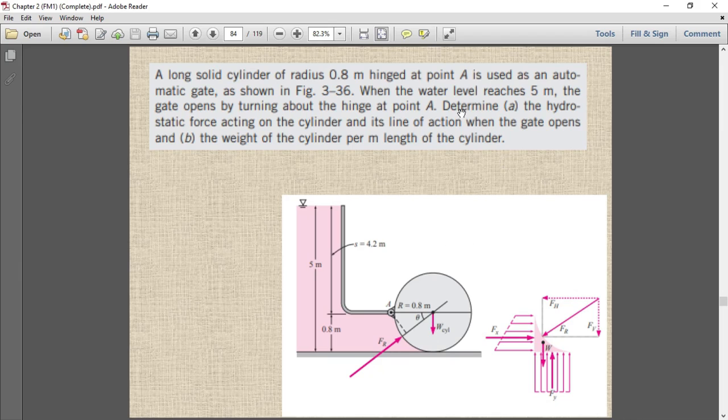So determine the hydrostatic force acting on the cylinder. Because this is a curved surface, we have to find out the hydrostatic force acting on the cylinder and its line of action when the gate opens. We have to find out the line of action of the resultant force. Second, the weight of the cylinder per meter length of the cylinder. We don't know the length, but per meter length we can find out the weight of the cylinder.